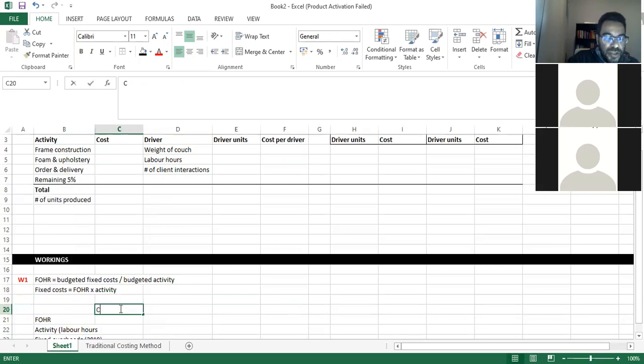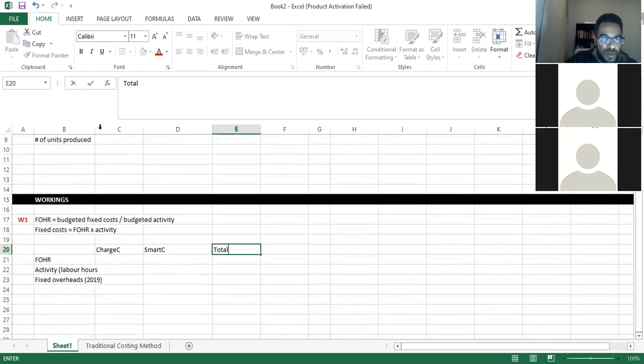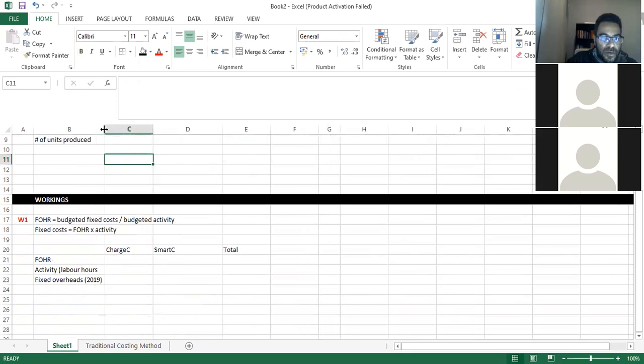So this is going to be charge C and smart C, and that's going to be total. So let's have a look. We know the fixed overhead rate, 750. Okay.